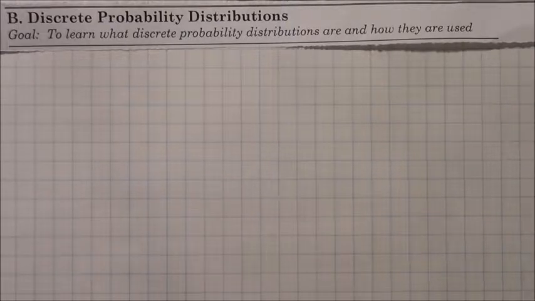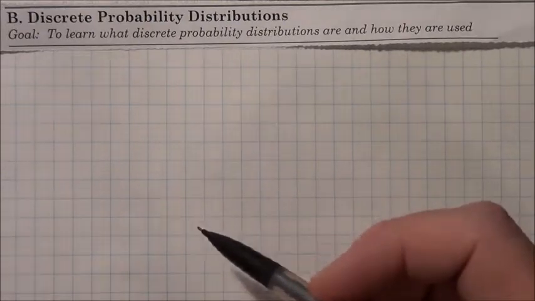The goal of today's lesson is to learn what discrete probability distributions are and how they are used. We've been talking about probability for a while, and we're now going to be looking at the distribution of those probabilities, and it's kind of like frequency distributions. When we looked at frequency histograms, it's the same sort of idea, but we're talking about probabilities and the idea that different probabilities will have a different certainty that the event will occur.